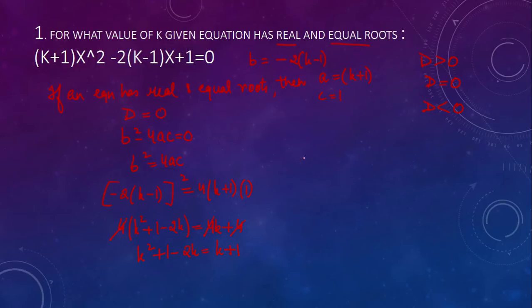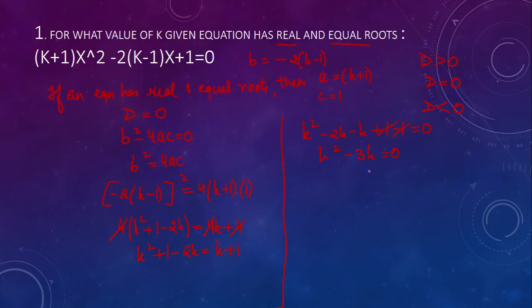Again, you'll get another quadratic equation. What do you get? You get k in terms of k. So k square minus 2k minus k plus 1 minus 1 is equal to 0. So this plus 1 minus 1 get cancelled. You get k square minus 3k is equal to 0.